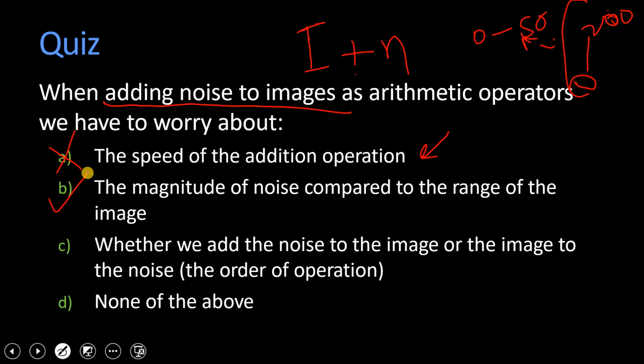The third one, the order of the addition. You add the noise to the image or the image to the noise. Here you add noise to the image, whereas there noise is already there and you add the image. It does not make any difference. In the next chapter you will see these operations are commutative. Noise plus image is the same as image plus noise. So option B is correct, all other options are wrong. Clear?